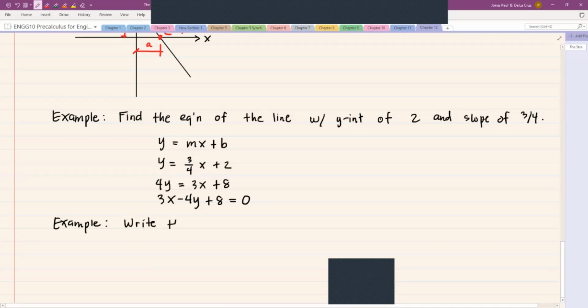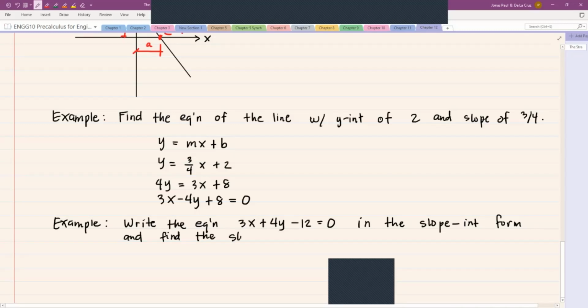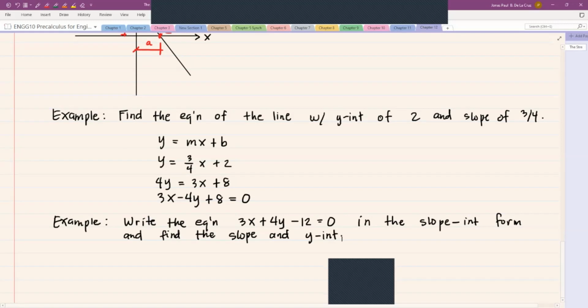Write the equation 3x plus 4y minus 12 is equal to 0 in the slope-intercept form, and find the slope and y-intercept. Okay. So yung given sa atin dito is the equation of the line in general form.